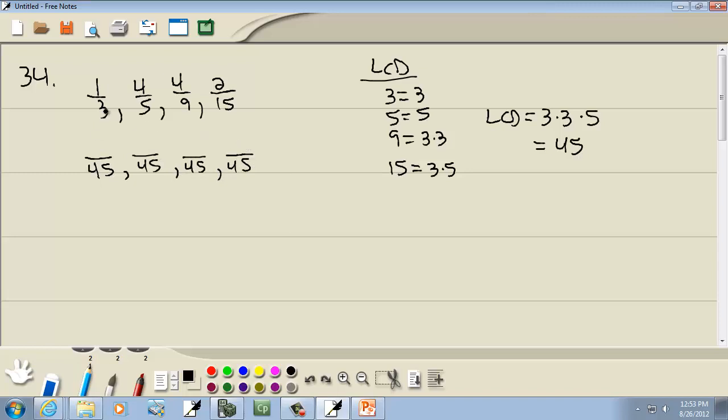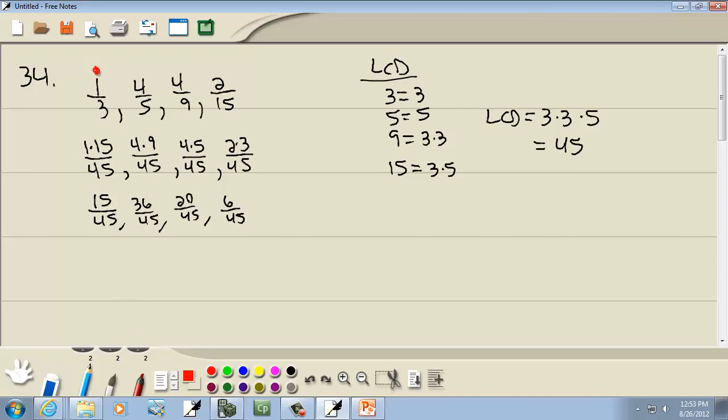On our first fraction here, we multiplied the bottom part by, what did we multiply by? 15. So we had to multiply the top part by 15. So I got 1 times 15. Here we multiplied the bottom part by 9, so we had to multiply the top part by 9. Here we multiplied the bottom part by 5, so we have to multiply the top part by 5. And here we multiplied the bottom part by 3, so we have to multiply the top part by 3. So that gives us 15 over 45, 36 over 45, 20 over 45, and 6 over 45.